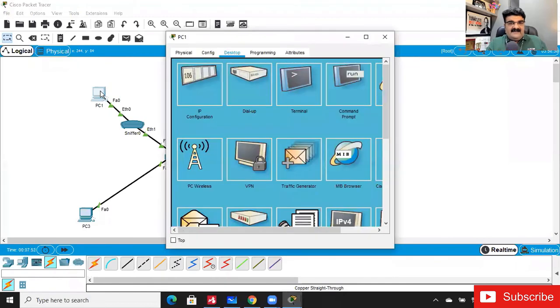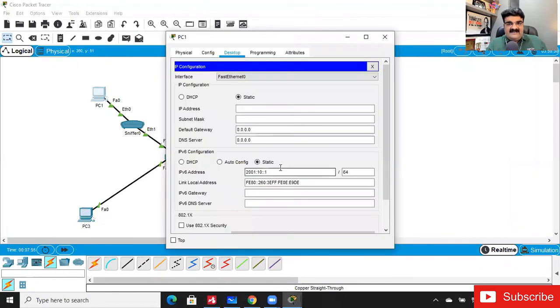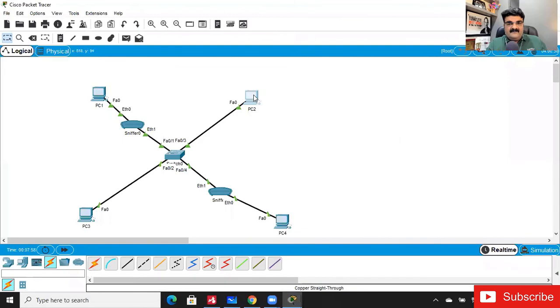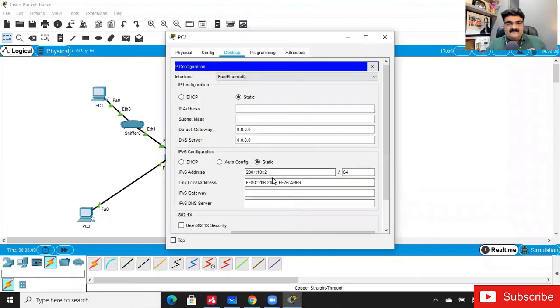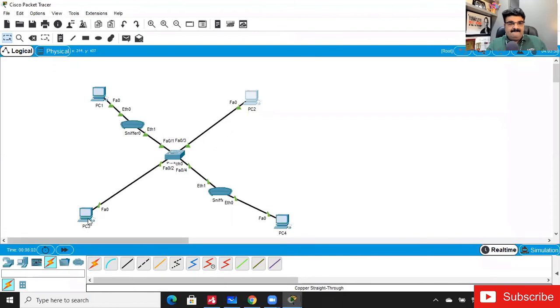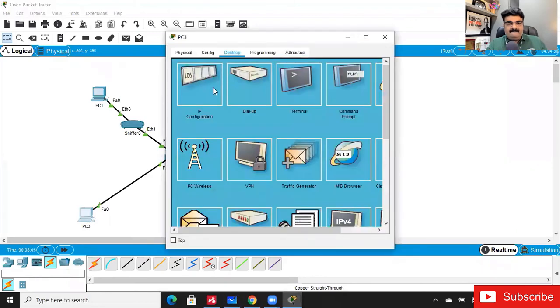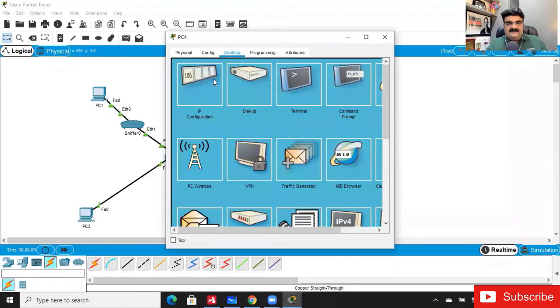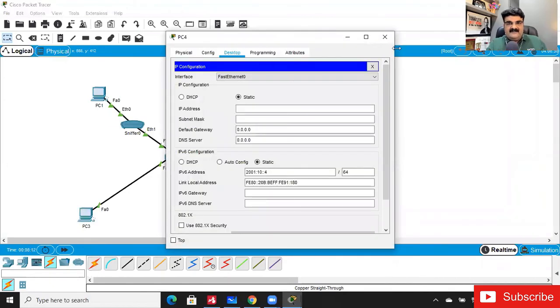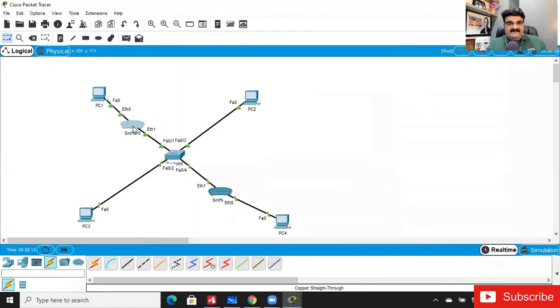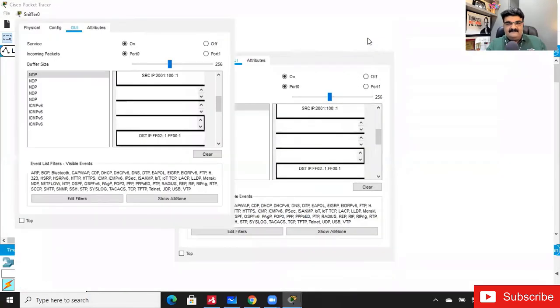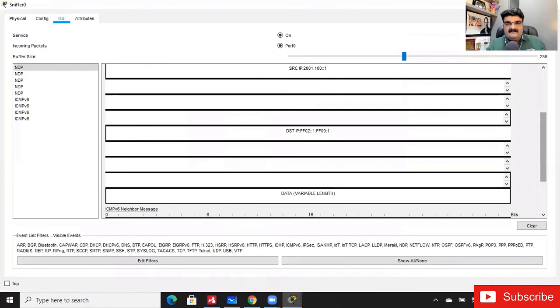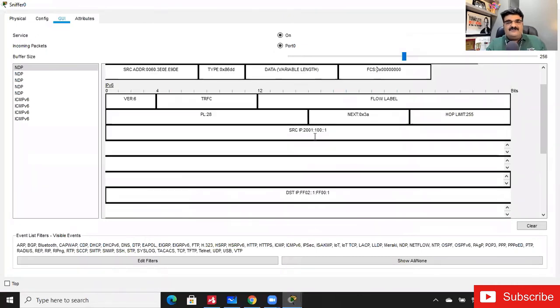And maybe I made some mistake. Here I have 10, right? Here I have 10, here I have 10 also, and here I have 10 also. So actually why am I getting a message from 100? The source IP should be 2001 10 colon 1, but it is 100. Maybe it is a problem of the packet tracer.